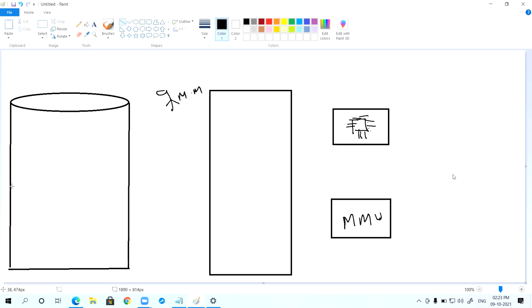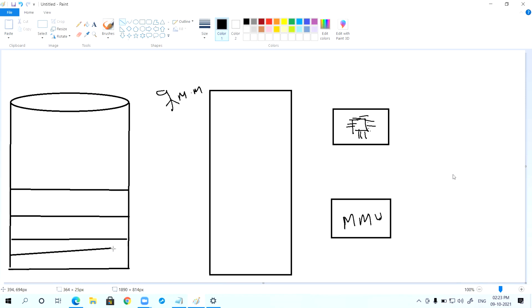In virtual memory, some portion of the hard disk is taken as virtual memory, which is divided into small portions. Those are called pages. So virtual memory is divided into small parts called pages. Page 1, page 2, page 3, page 4.